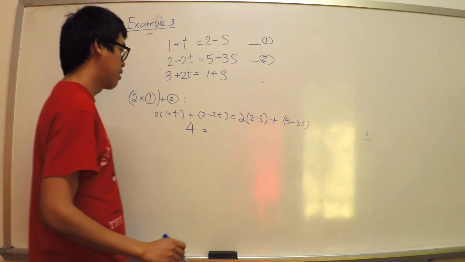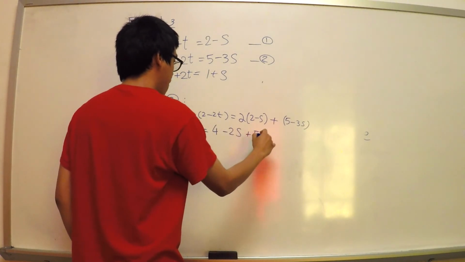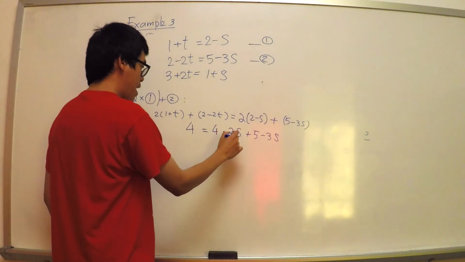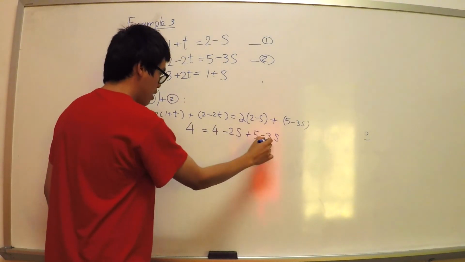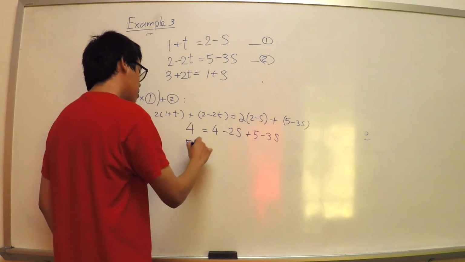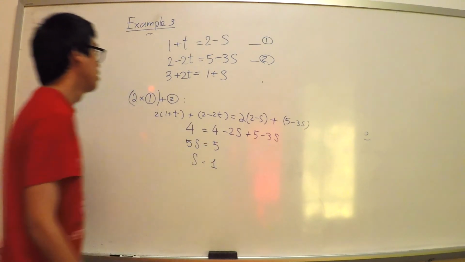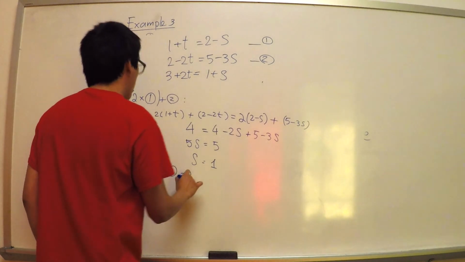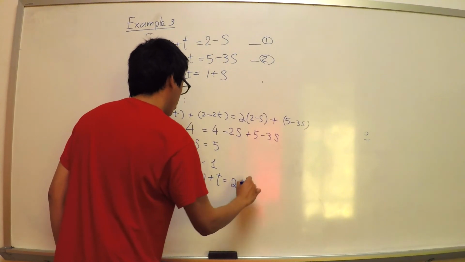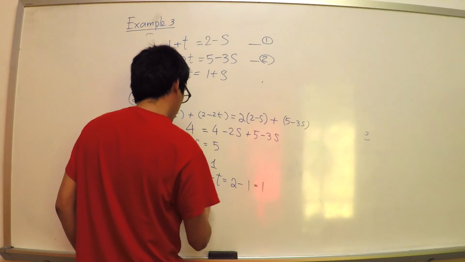How about the right hand side? We have 4 minus 2s plus 5 minus 3s. These 4s will cancel. Minus 2s minus 3s become minus 5s. Move to the other side, and you have 5s equal to 5, so s equals 1. Plug that into equation 1. Then we have 1 plus t equal to 2 minus 1, which is 1, so t equals 0.